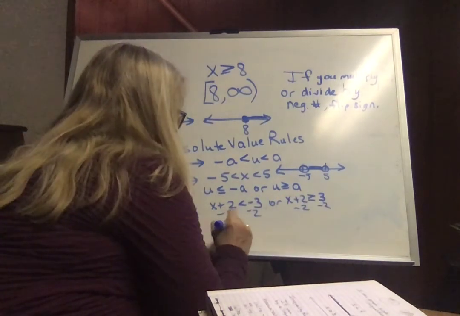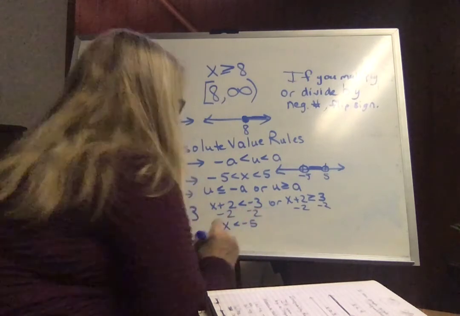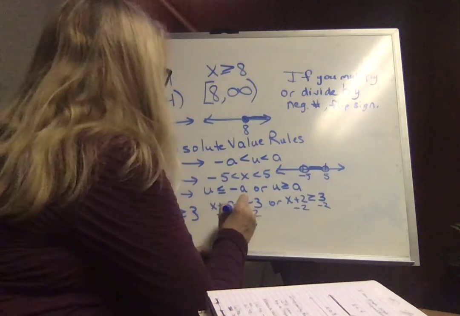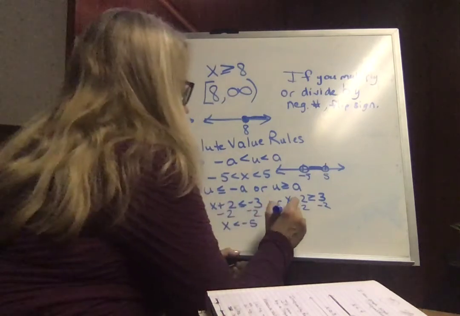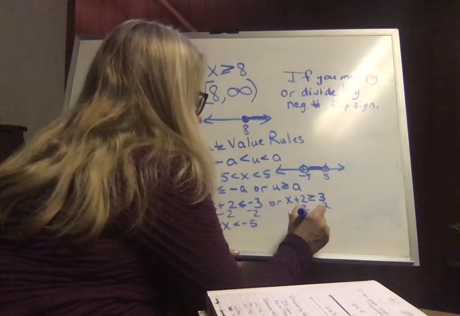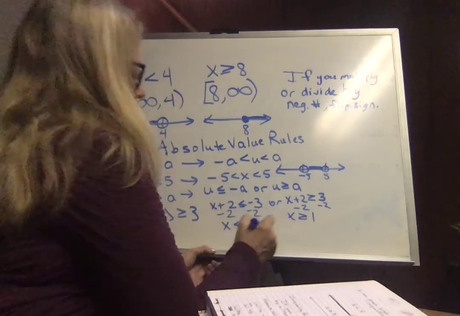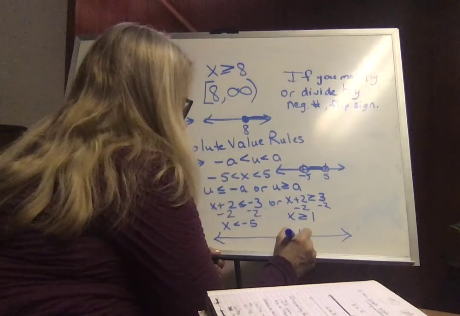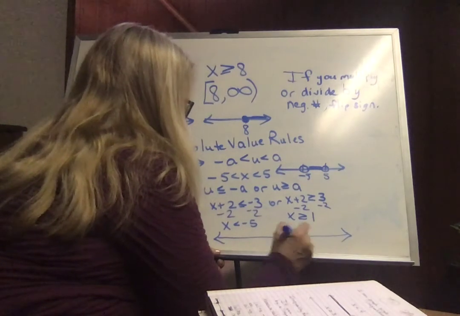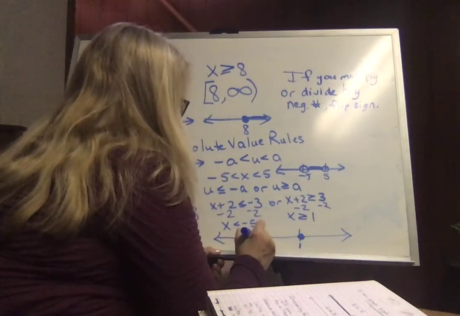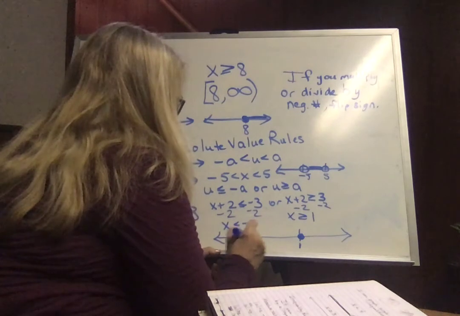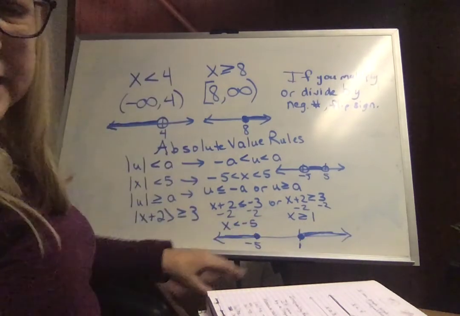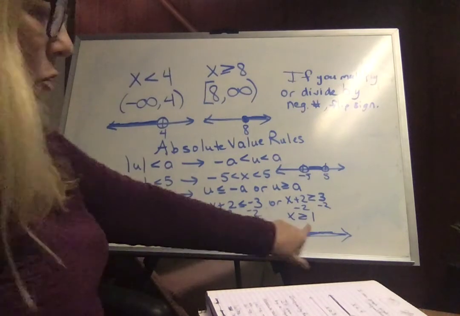Same way with this problem. So this is x is less than or equal to negative 5. I think I lost the equal. And x is greater than or equal to 1. So on a graph, that looks like 1, negative 5, less than. So the answer ends up somewhere in here or in here.